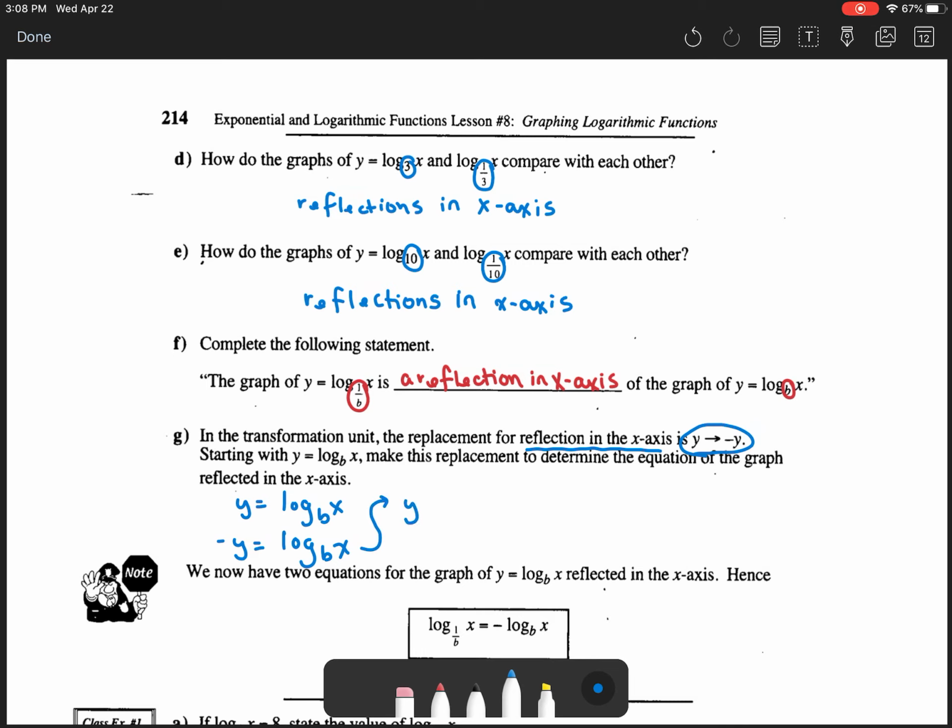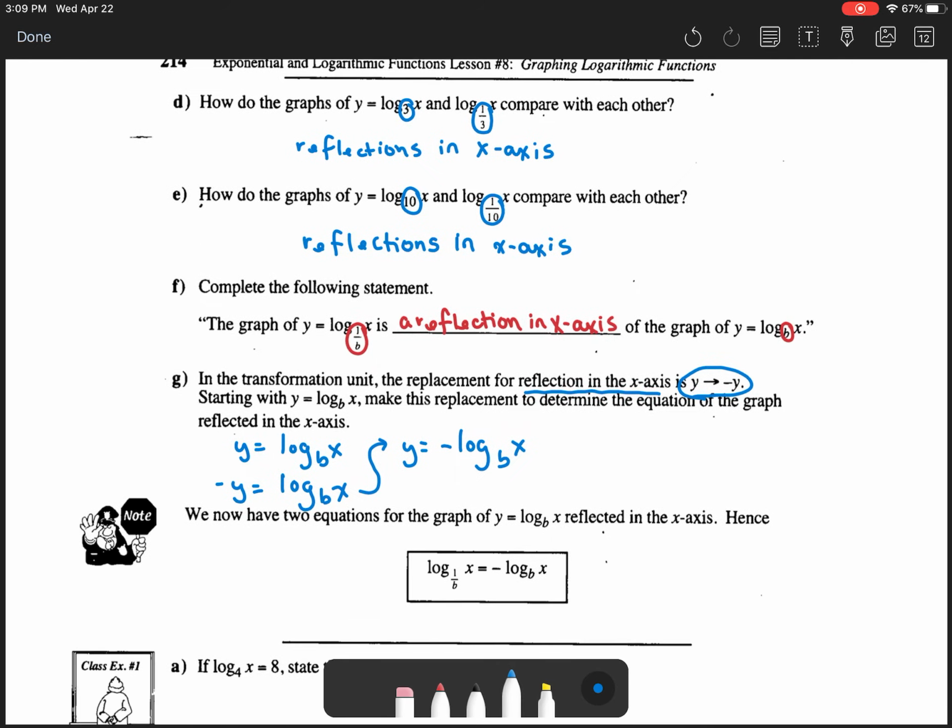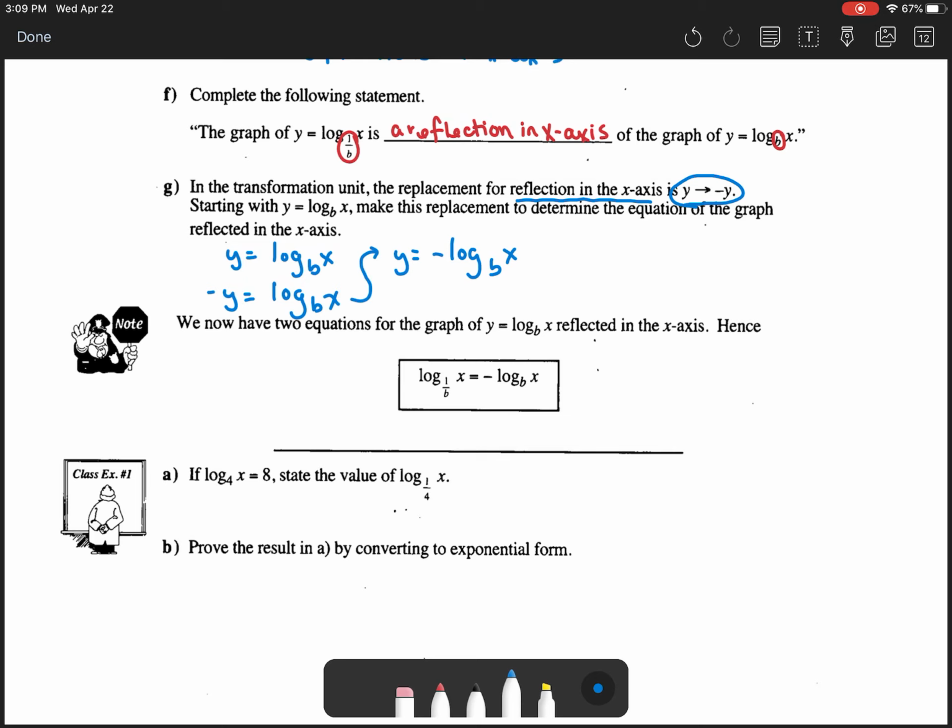So they're saying start with y is equal to log base b of x. Now, do the replacement, take out y and put in negative y. So negative y equals log base b of x. And now re-isolate y, we don't want it to be negative. So I end up with y is equal to negative log base b of x. What that means is that I now have two ways of writing the equation of a log function that is reflected in the x-axis.